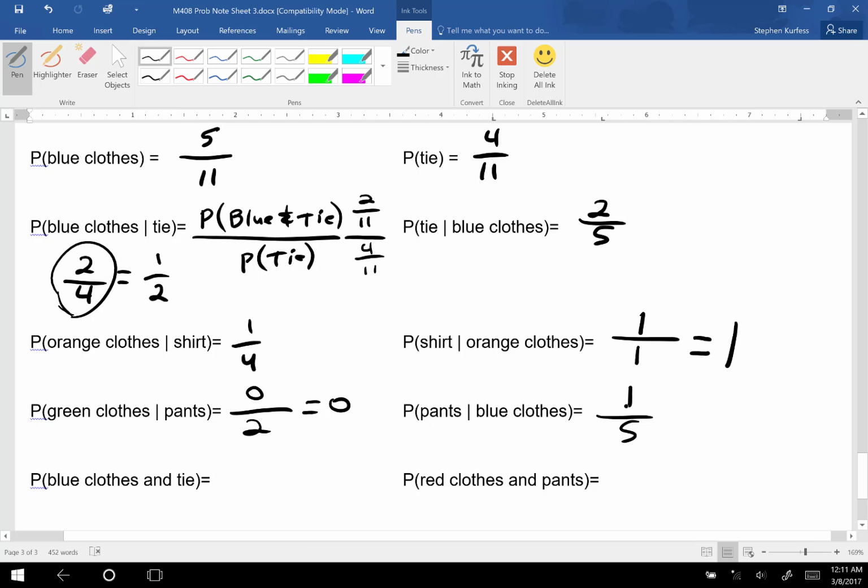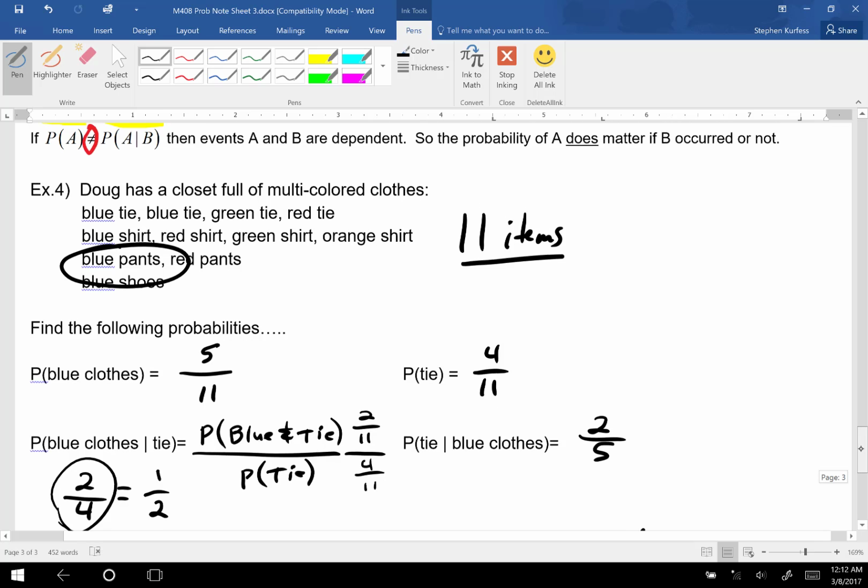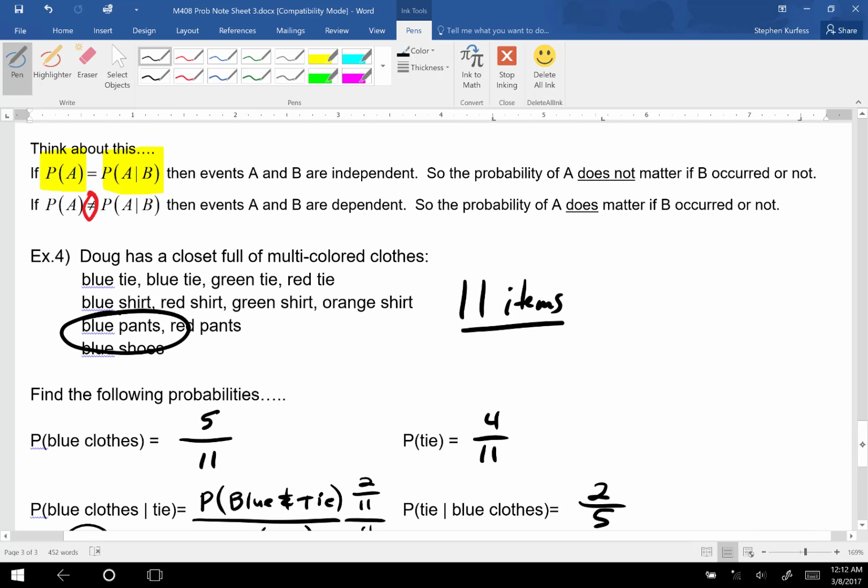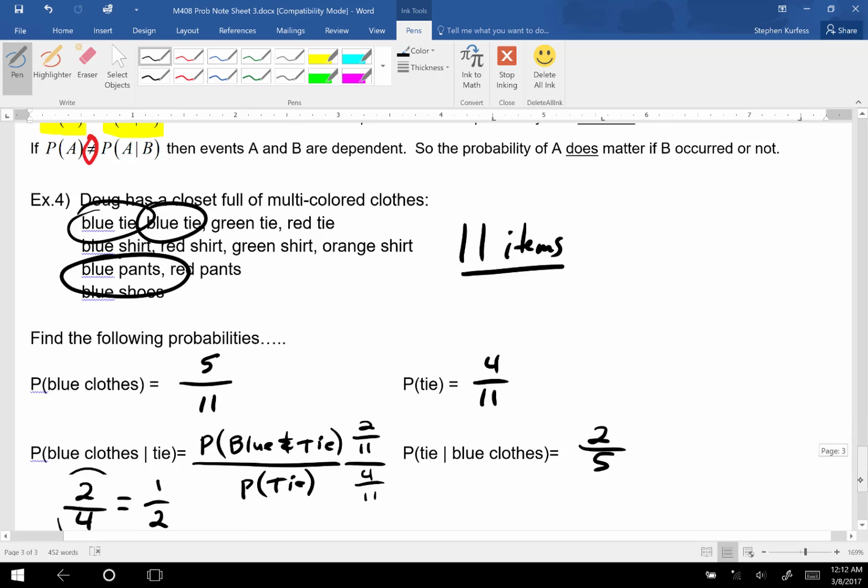Okay, now this is a little bit different. These are all conditional: something, given something. Now it's a little bit different. What's the probability of picking blue clothes and a tie? So you have to pick both. Well, again, let's look logically. Well, there's a blue tie and a blue tie. Two blue ties. So for the probability of picking blue clothes and a tie, there are two of them out of the whole amount, so out of 11. So it's 2 out of 11.